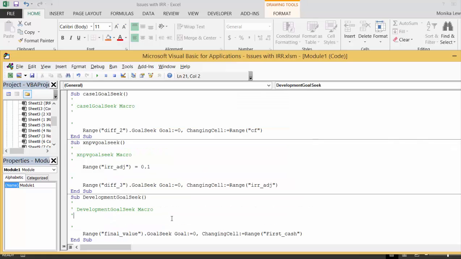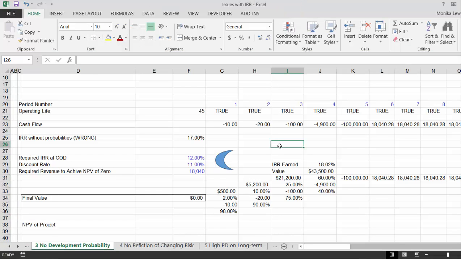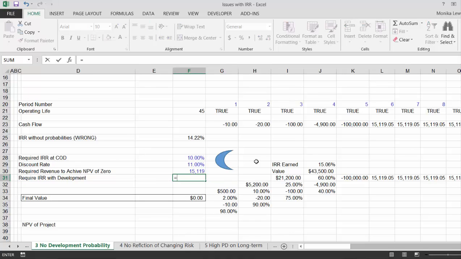So first final value, first cash. Okay. Seems to work. Alright. What that means is if we say, okay, we need a 10% at the final IRR, then that means that the required IRR with development is 15%.